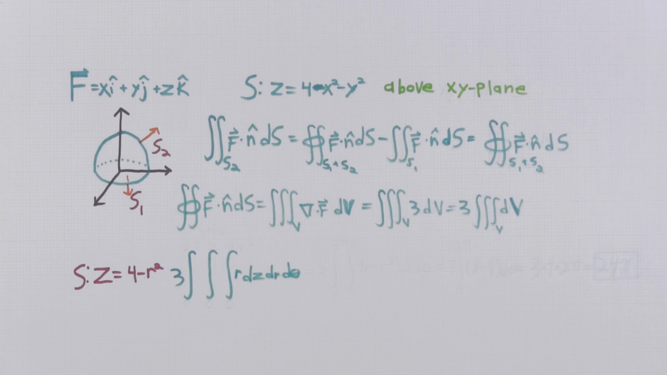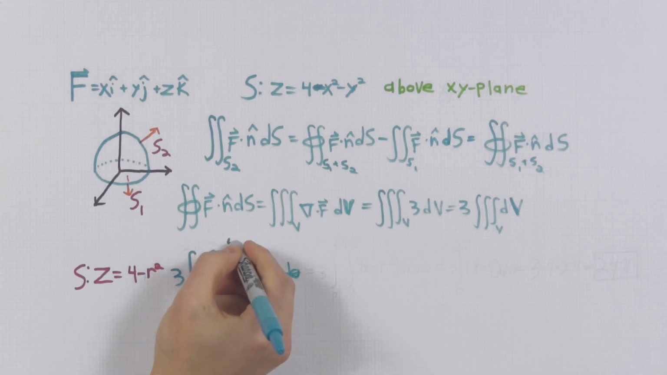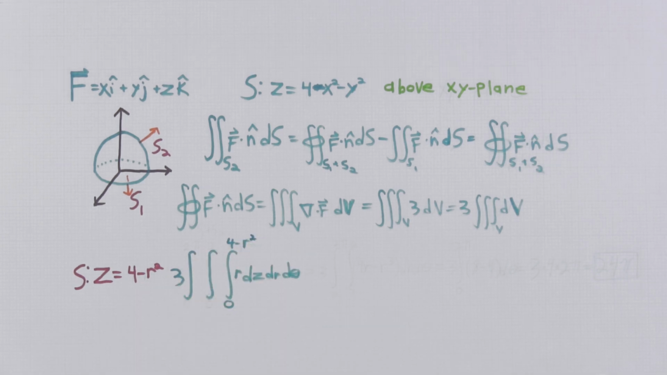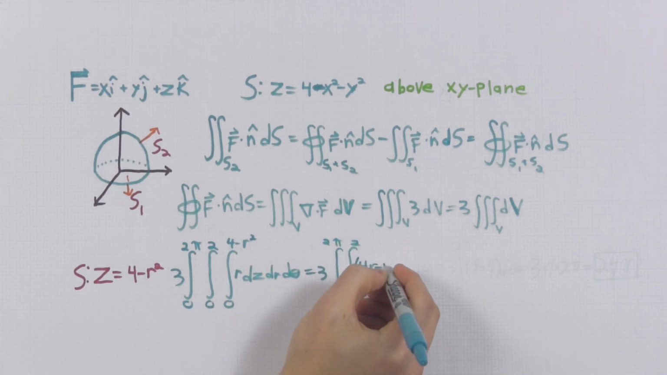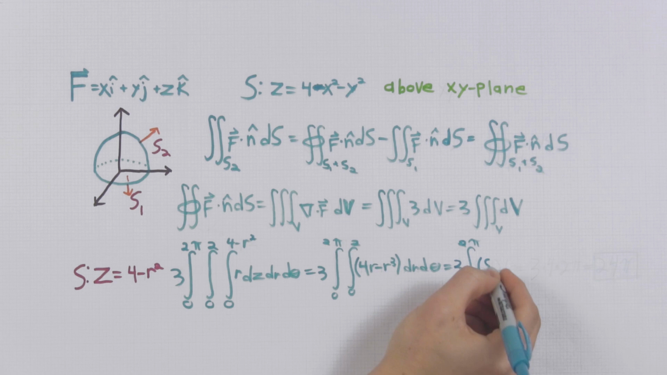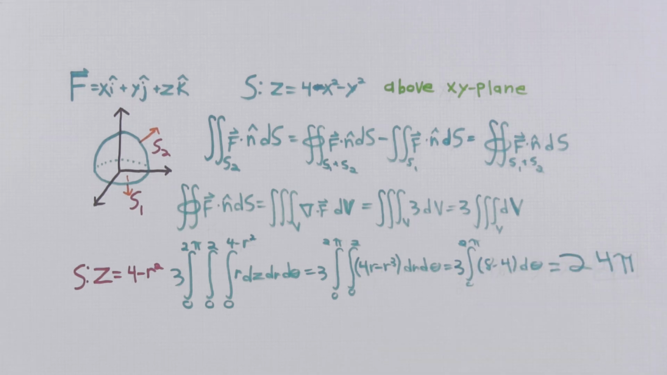Now what are our bounds? For constant r and theta, the minimum value for z is always 0, and our maximum value is always the paraboloid on top, which is 4 minus r squared. We project everything down into the r theta plane, and we're just left with a circle. So that means that our bounds for r are 0 to 2, and the bounds for theta are 0 to 2 pi. If we evaluate the final integral, we'll get an answer of 24 pi, which checks out with our previous answer.